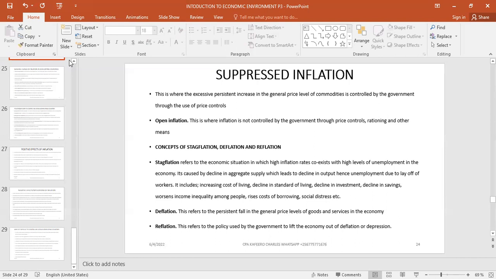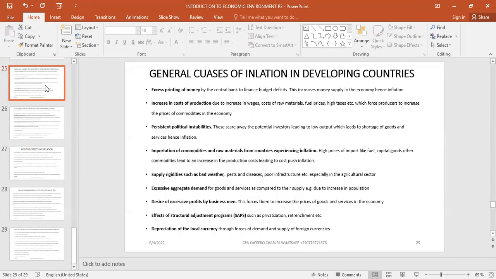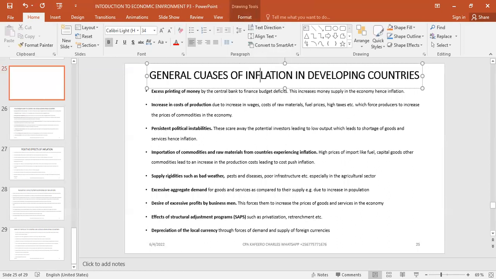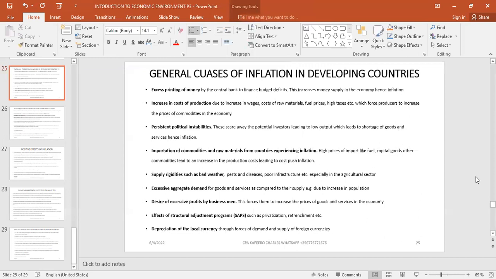So I hope you can analyze that one by yourselves. Then these ones, the general causes of inflation, allow me to skip this one because we've been talking about them. We have been giving them one by one, with the causes and the solutions, so we are not going to talk about them again. Those ones you can make on your own. Maybe just to list them, we have excess printing of money.